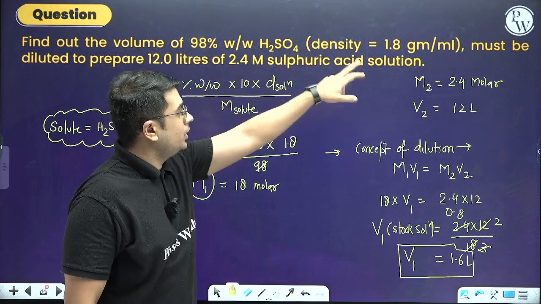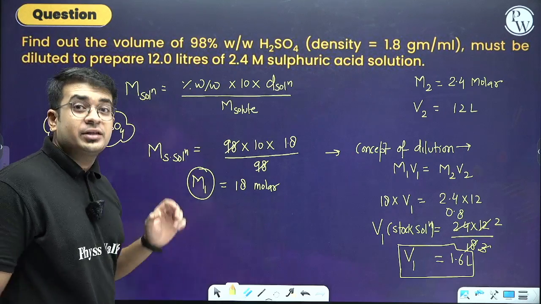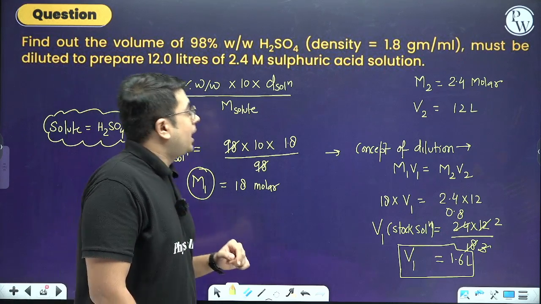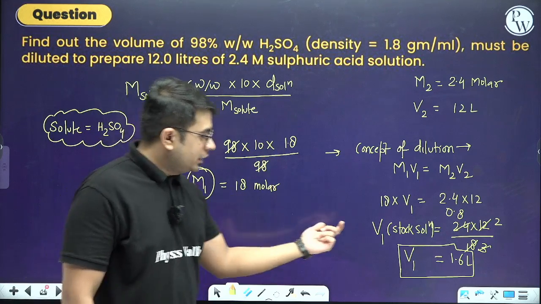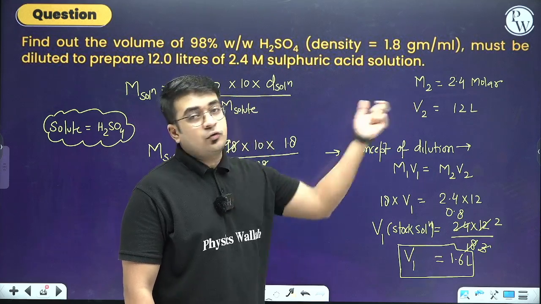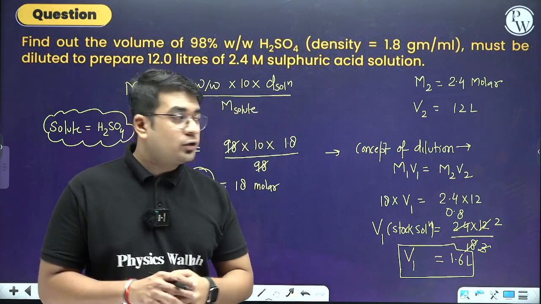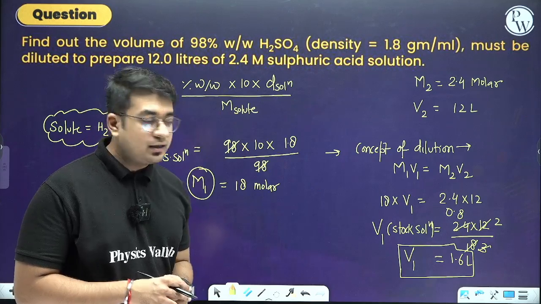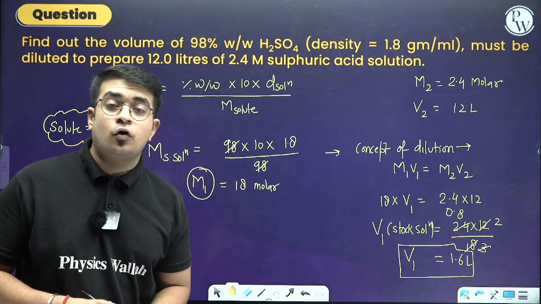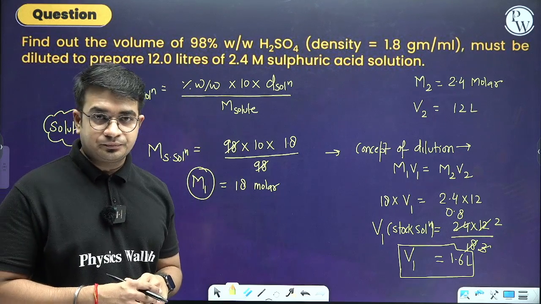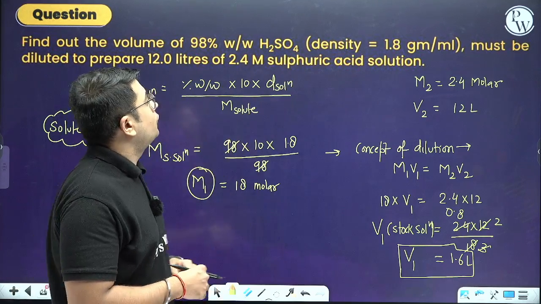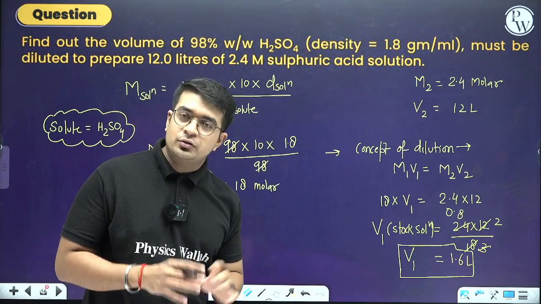This solution must be diluted to prepare 12 liter of a 2.4 M sulfuric acid solution. So the initial solution volume was 1.6 liter and we have diluted it up to 12 liters. So how much amount of water is required? You can say the final volume is 12 liter, the initial volume was 1.6, so 12 minus 1.6, that much amount of water should be added to convert the entire part into 12 liter of 2.4 molar sulfuric acid solution. So that will be your final answer.